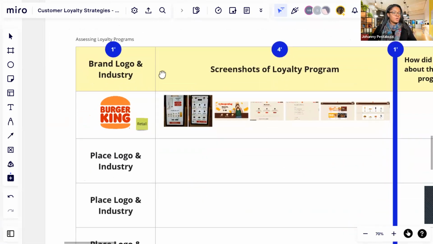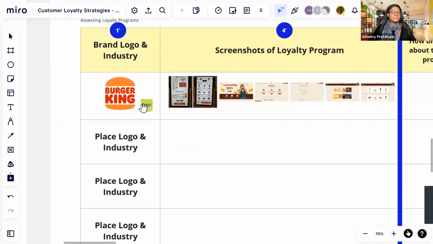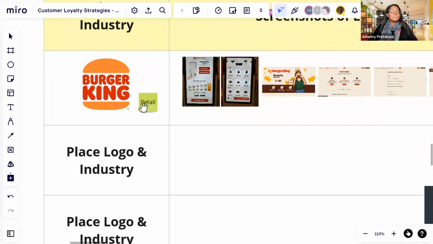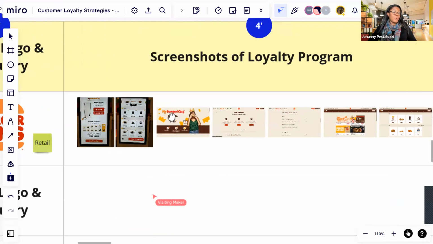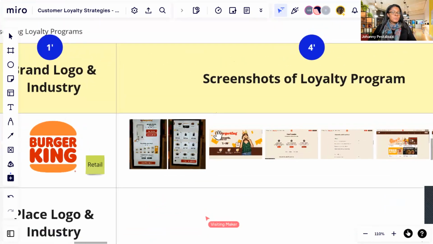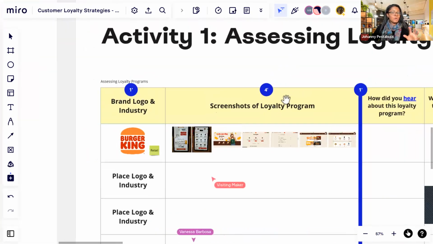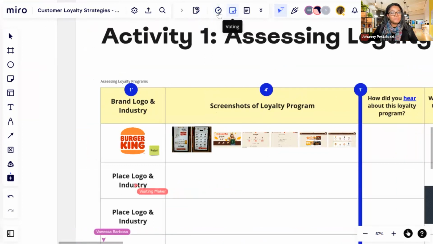Then find the logo on Google, and place a sticky note labeling the industry of this brand. Then go to the website and take a few screenshots of the loyalty section. Here we're going to spend 5 minutes, and then more or less 1 minute discussing it. Is this clear? Is there any question before we start?